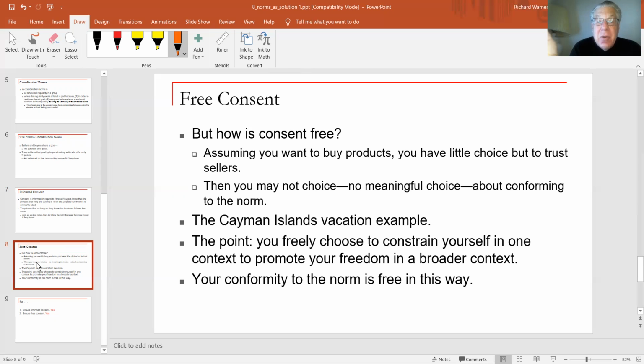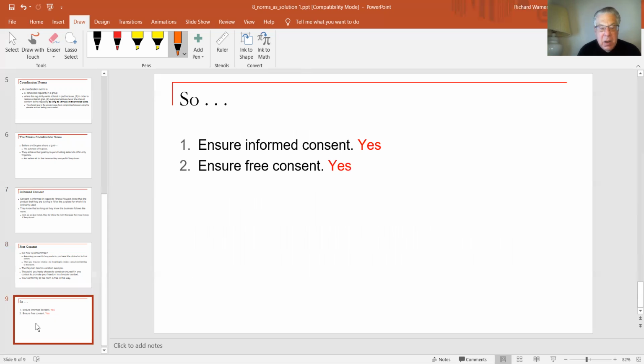I've got plans that I freely pursue, and the constraint of the norm helps me pursue those plans because it relieves me of something else I would otherwise have to do: investigate the product. In the Cayman Islands example, the other thing I'd have to do is pay for food that I can't afford. So it works. I think it also promotes freedom when you look at it in the right way. So do we get what we want out of an explanation of free and informed consent? What we said we wanted out of an account of offer and acceptance is, does it give us informed consent and free consent? And our answers are yes, yes, for norms.